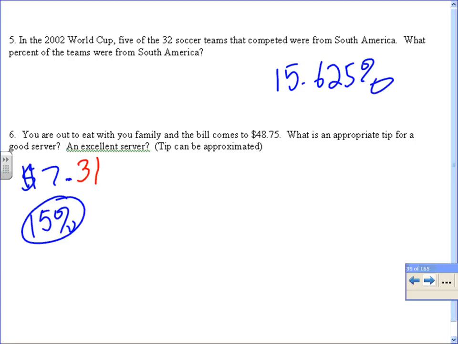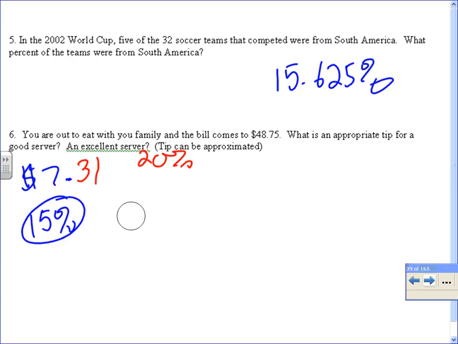Okay, now, raise your hand if you agree that a good server should get a 15% tip. Okay, I agree on that. Okay, what about an excellent server? So someone that's really, really good. Jeremy? Yeah, I think so too. 20%. Even when I go get my hair cut, if they do a really good job, I give them a 20% tip. I just think if they're really good, they're worth that. Adam? Yeah, I do too most of the time.